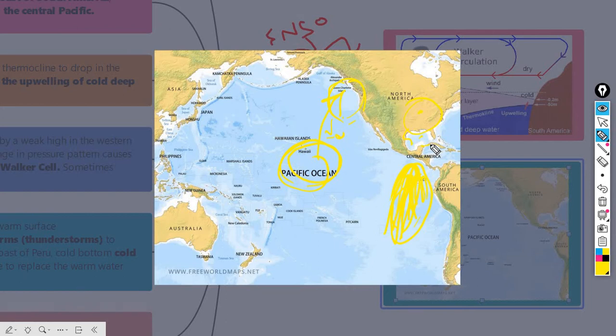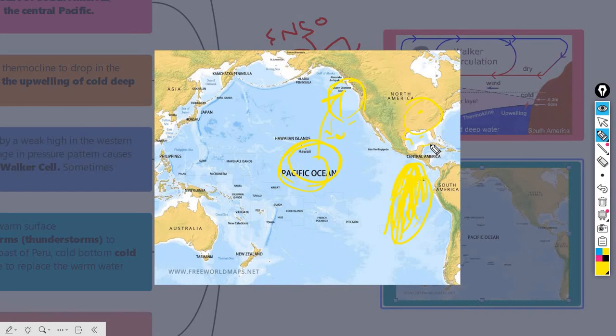Drought condition going to occur in which place? In Western Pacific, like Indonesia, New Zealand, Australia and other parts of Asia. So drought condition occurred in which place? Western Pacific. Rainy condition, high floods, cyclones, hurricanes going to occur in the Pacific Ocean and Central Pacific Ocean here. So this is called the El Nino.